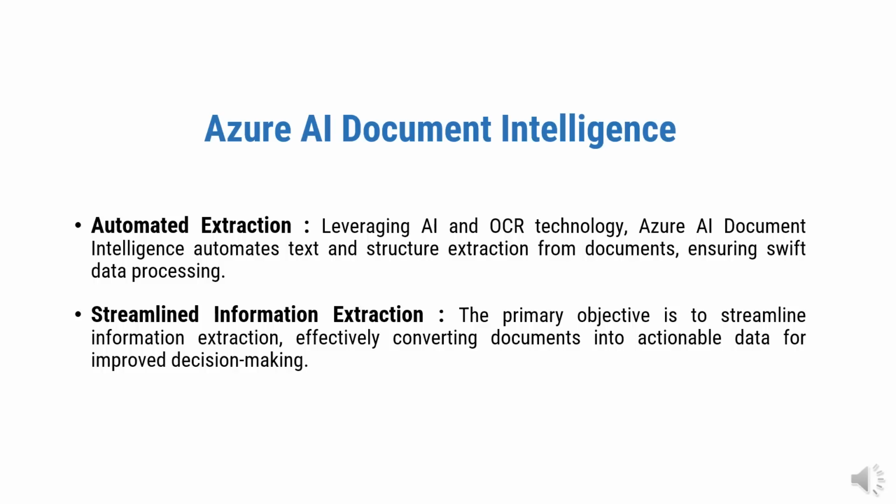Azure AI Document Intelligence, Automated Extraction. Leveraging AI and OCR technology, Azure AI Document Intelligence automates text and structure extraction from documents, ensuring swift data processing. Streamlined information extraction. The primary objective is to streamline information extraction, effectively converting documents into actionable data for improved decision making.